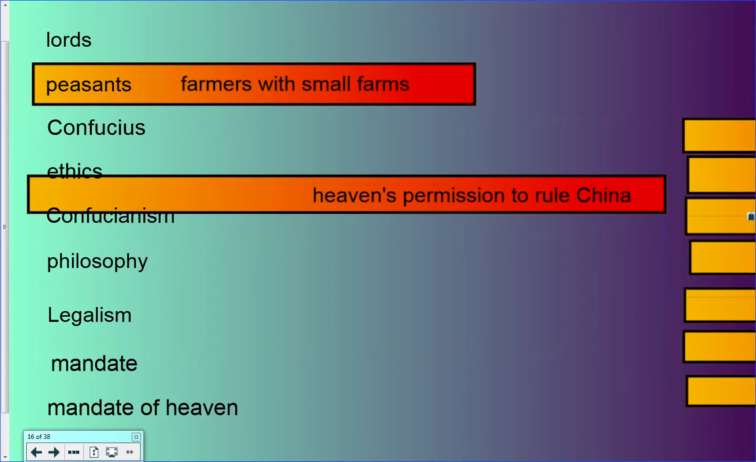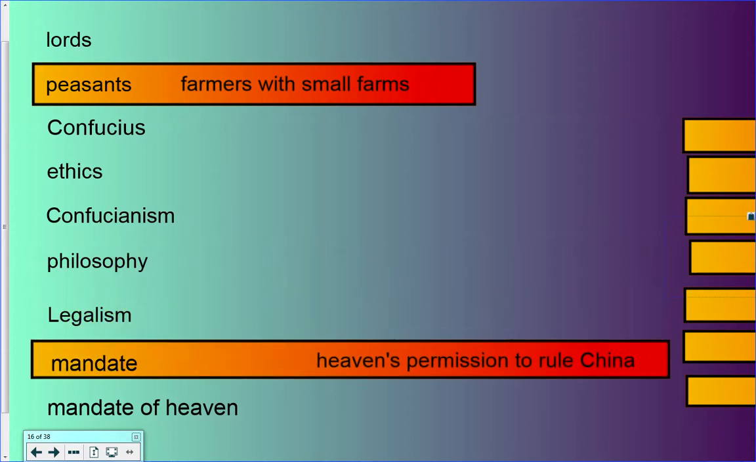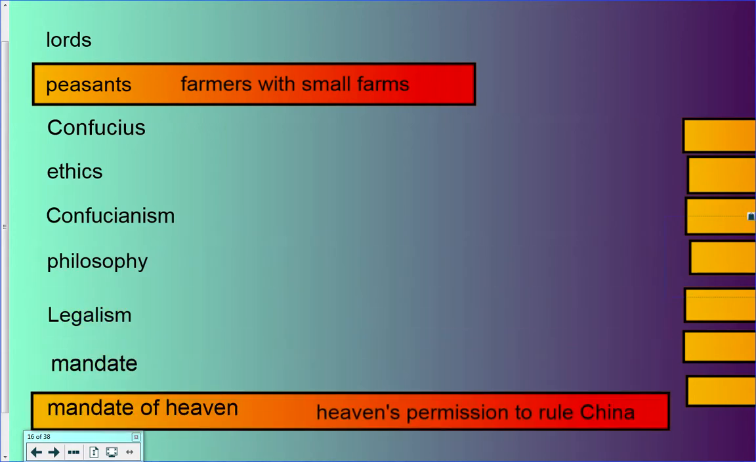Heaven's permission to rule China. That one belongs with mandate of heaven. As we go over each one of these, students are copying these into their folders. If you're at home and you missed today, you can copy all of this onto a separate sheet of notebook paper, like the piece of notebook paper I showed you in the folder, and then you can just bring that to school and put it in your folder.